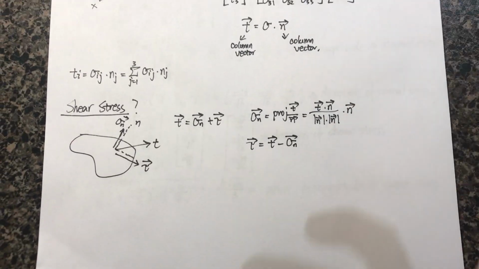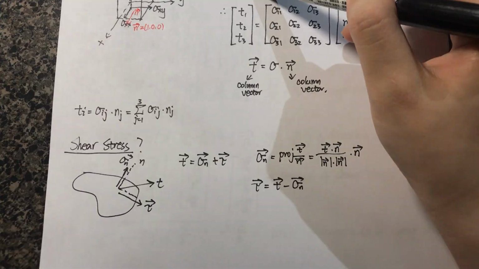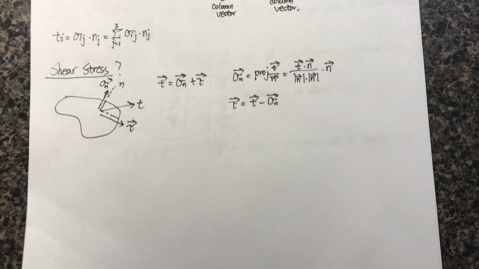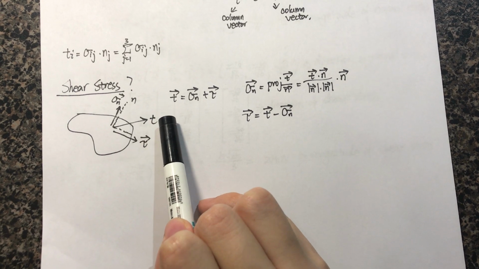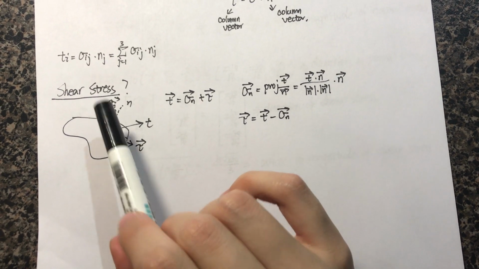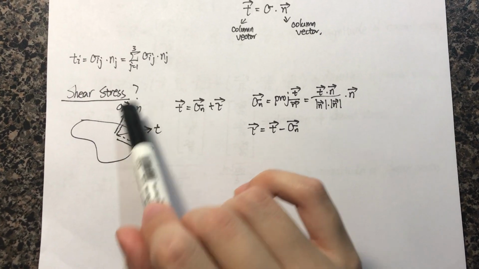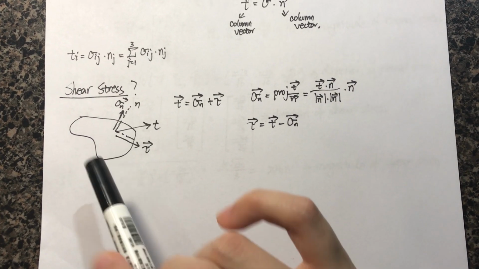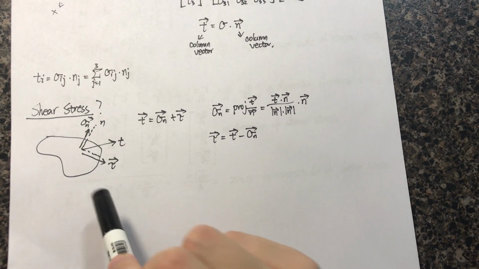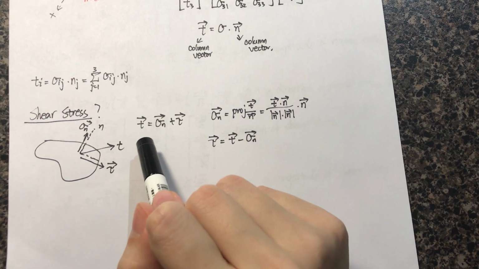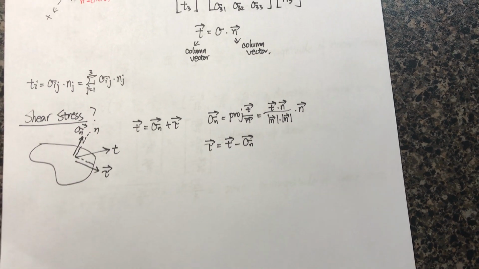If we have the traction vector on a plane, besides the normal stress, we also have the shear stress. For example, on this plane, we have the traction here, and the normal stress is sigma n, along the normal of this plane, and this one is just the shear stress. So the traction vector is just the sum of the normal stress and the shear stress.